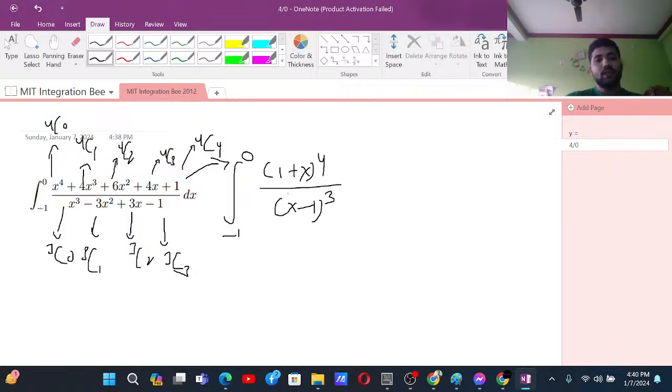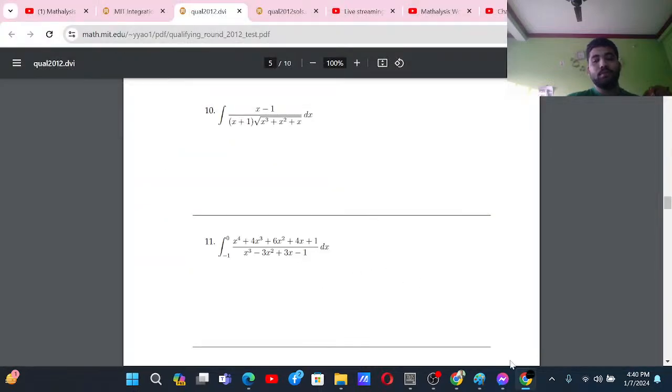Now the next thing you can do is just let the denominator as y, so that it will be easier to work on. So you can just let y as x minus 1, and then dy equals dx. Now the integral will be from minus 2 to minus 1. And over here, x will be y plus 1. So this is y plus 2.